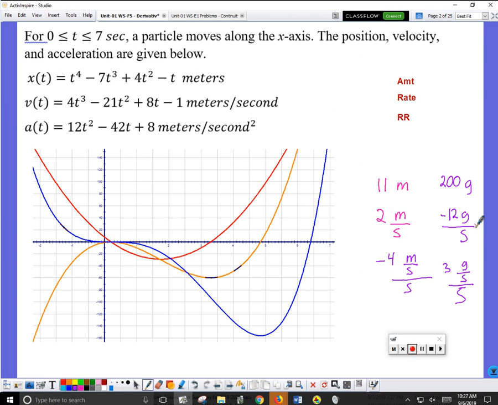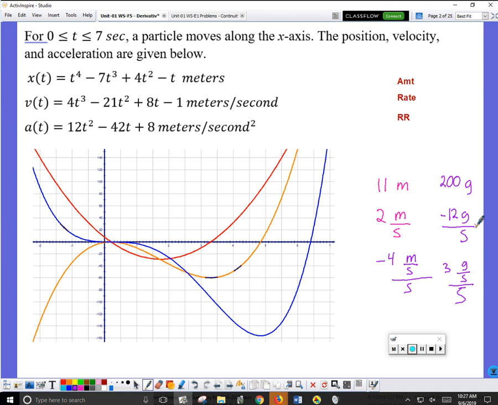Hands up. Remember, you've got the amount. This is throughout the whole year. Amount, the rate, and the rate of the rate. The rate of the rate describes how this changes. So 3 seconds from now, how fast will the water level be dropping? Show me your hands. 3 seconds from now, how fast is the water level dropping?